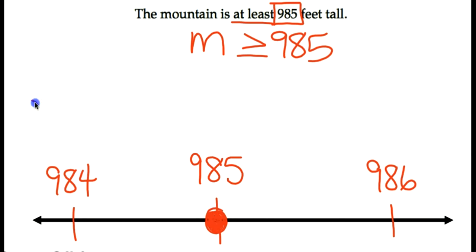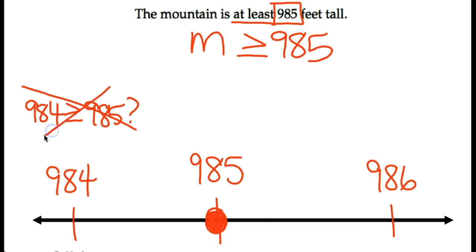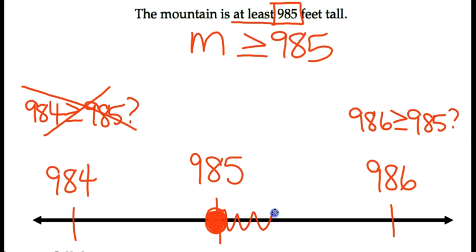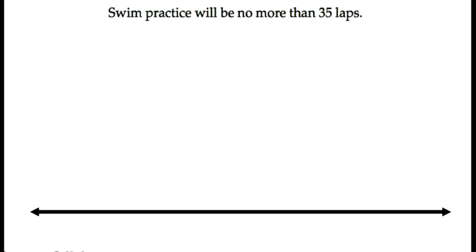I need to figure out which side is going to make my inequality true. Is 984 greater than or equal to 985? It is not. Is 986 greater than or equal to 985? It is. So I'm going to shade in the direction that makes my inequality true. So M is greater than or equal to 985.